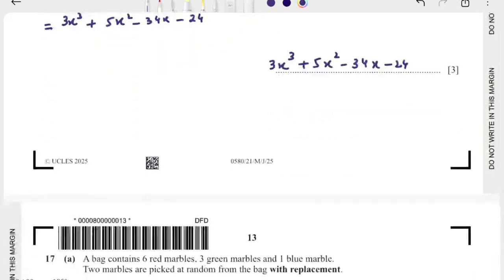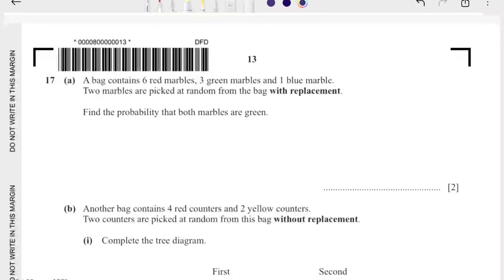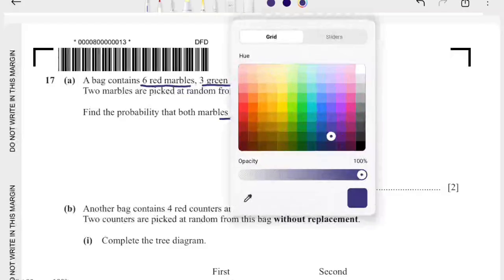Next question. So it is related to probability. A bag contains 6 red marbles, 3 green marbles, and 1 blue marble. 2 marbles are picked at random from the bag without replacement. Find the probability that both marbles are green. For this purpose, we can make a tree diagram.